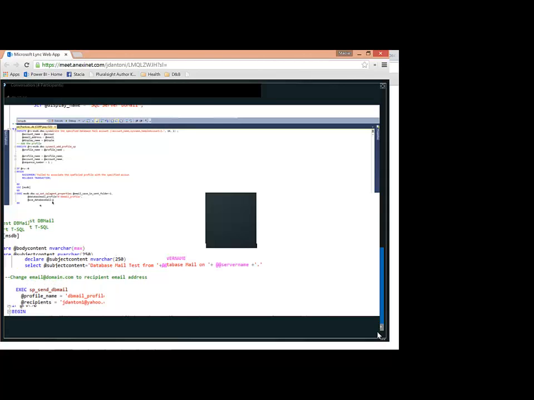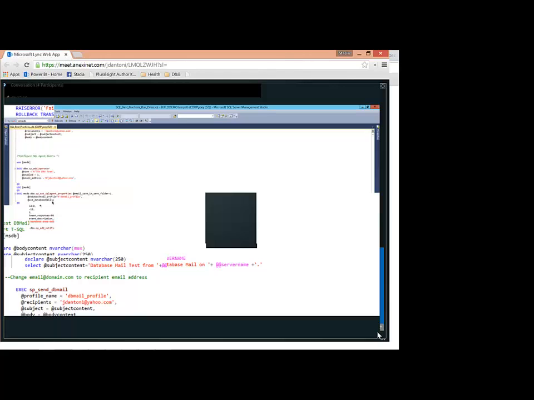And then here's where I configure all my severity alerts. So severity 16 through 17, these are just SQL Agent jobs. We do this through MSDB.